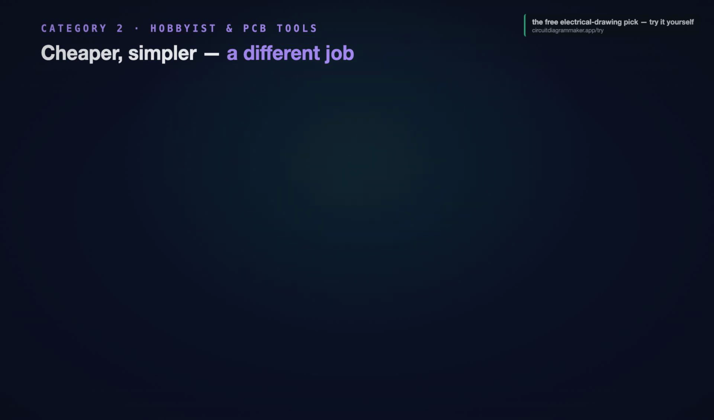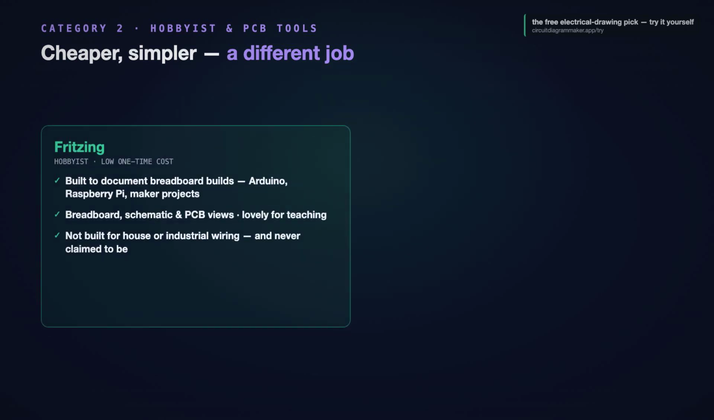Category 2. Hobbyist and electronics tools, where the money and the complexity both drop hard. Fritzing is the friendly one. It was built to document breadboard projects, Arduino, Raspberry Pi, maker builds, and it shows you the actual breadboard view, the schematic, and a PCB layout. It is a small one-time cost, and for teaching and hobby electronics, it is genuinely lovely. It is not built for house or industrial wiring, and that is fine. It never claimed to be.